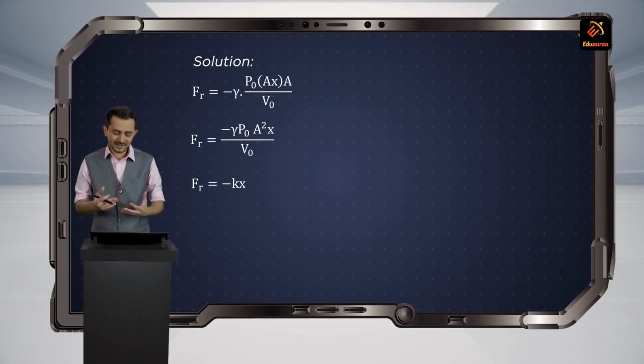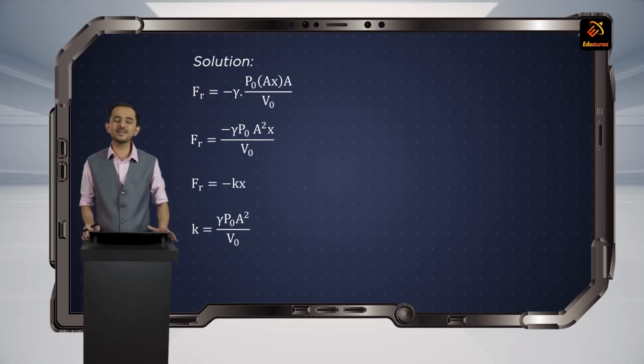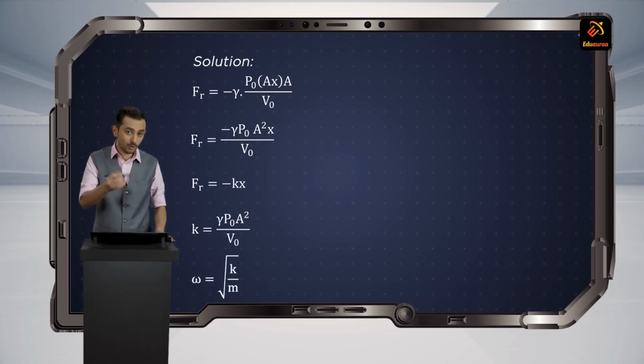Now students, when we compare these two equations, we are going to obtain the formula for force constant K. Simple comparison of these two equations gives us K equals gamma multiplied by P naught multiplied by A squared, the whole upon V naught, for the piston. Now we have the formula for K, and we know the piston executes simple harmonic motion, where the formula for angular frequency omega is equal to under root of K by M.